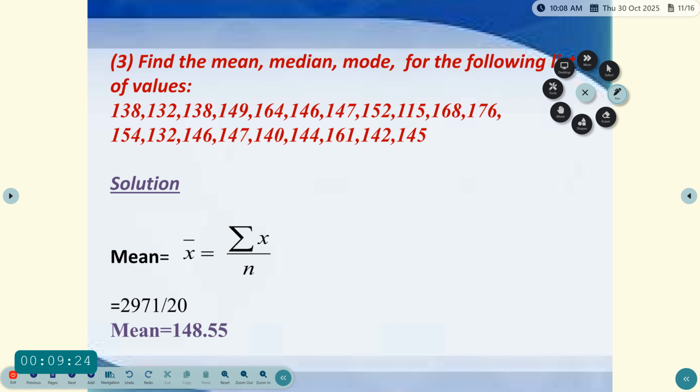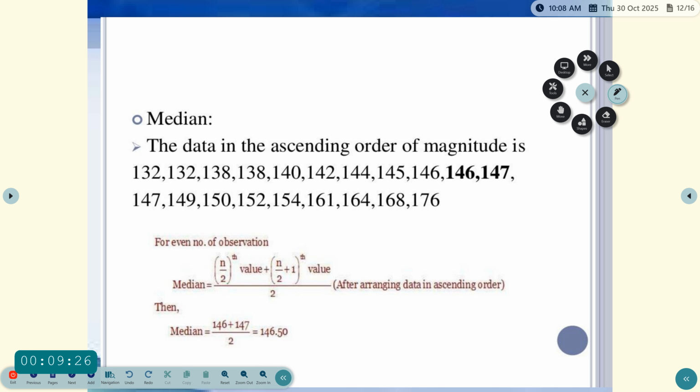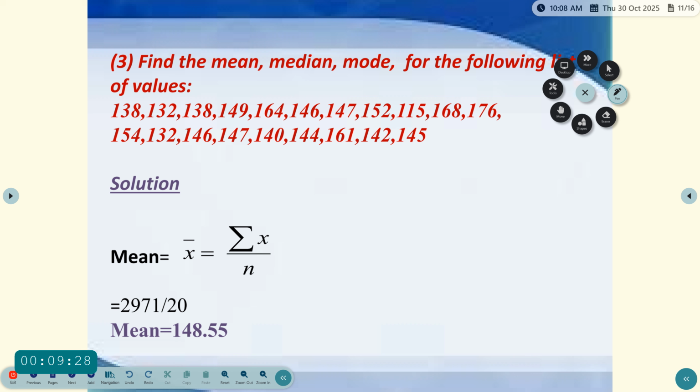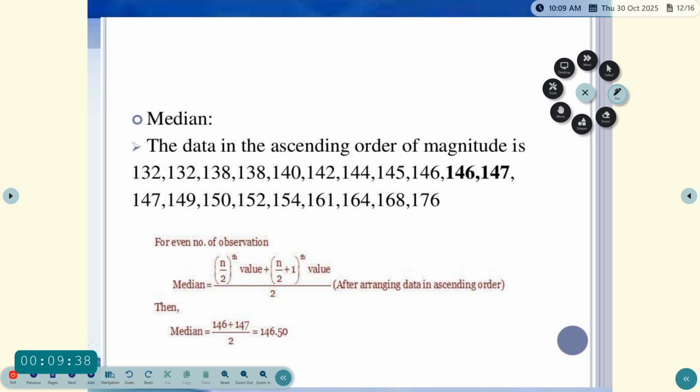Now let us try another example. See, these are the given data. What is x bar? How can you calculate the mean here? The same procedure: sum of observations by number of observations. I think this is very clear for you. Then just move on to the median. Before going to median, arrange the data in ascending order. After arranging, apply the median formula, either first type or second type.